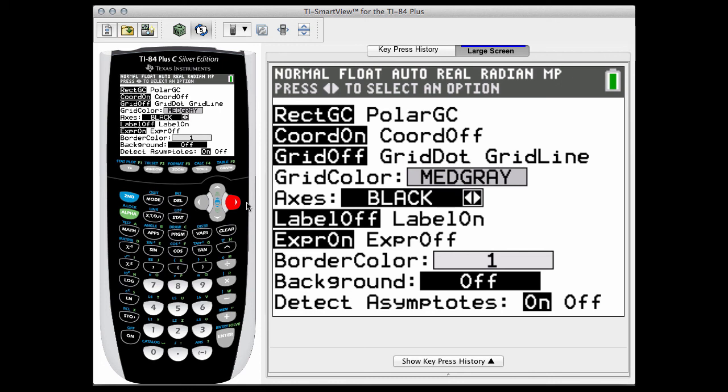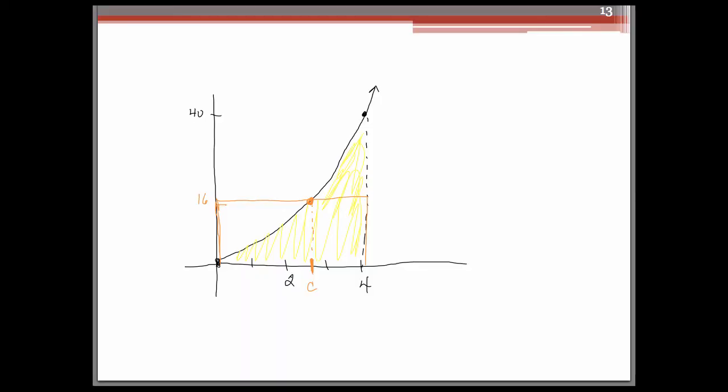All right, so that walks you through the mean value theorem for integrals as well as average value.